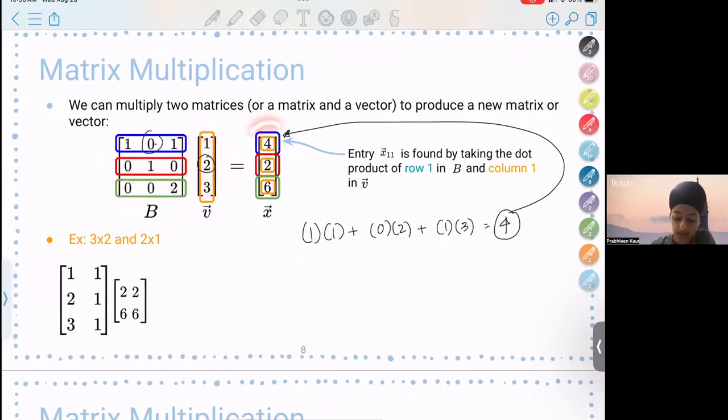And that gives us our resulting matrix or vector based on what problem we're doing. So in this example, we have a matrix and a vector. And so we get a vector at the end. We can also do matrix with a matrix, so I'll do this example here with y'all.